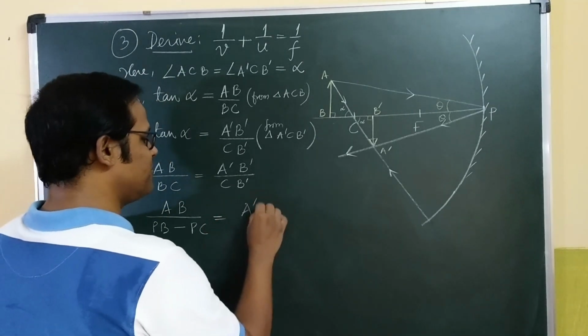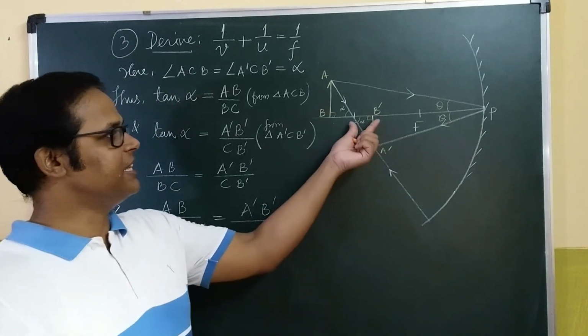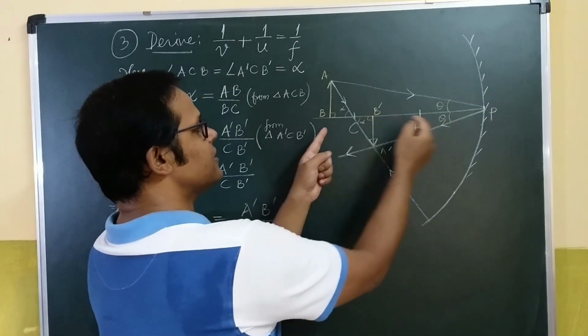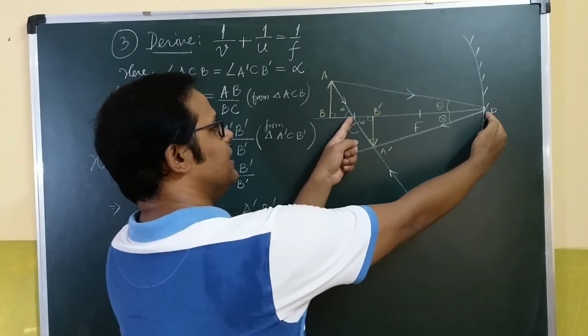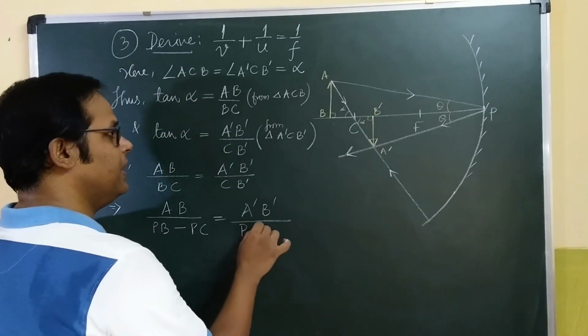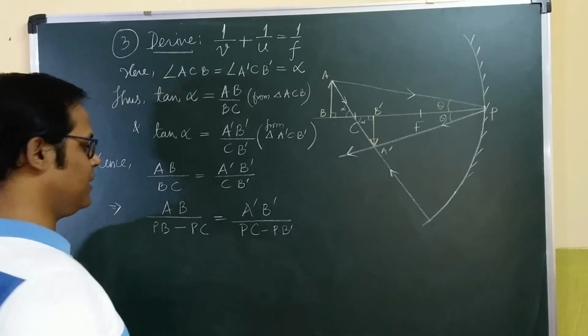Similarly, A dash B dash should be by CB dash. CB dash doesn't have any name again, so I want to get CB dash. Can I write PC minus PB dash, whose names are known to us? PC minus PB dash, same idea, absolutely correct.